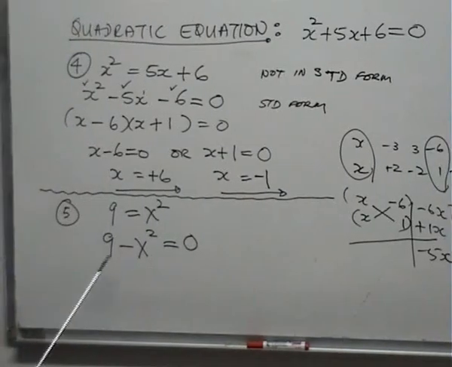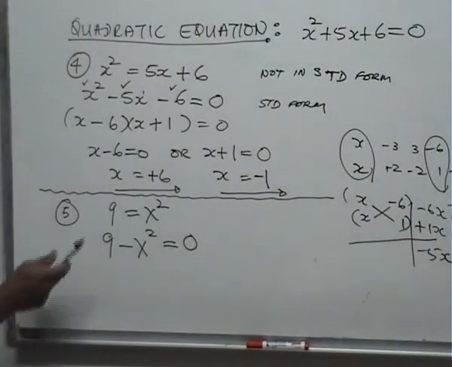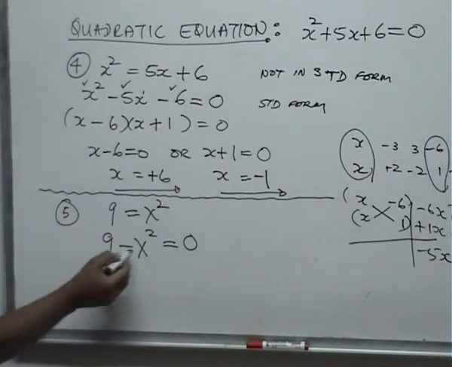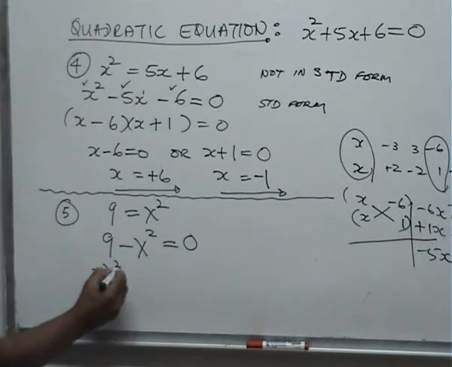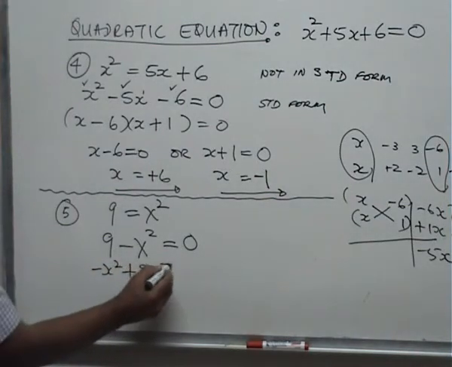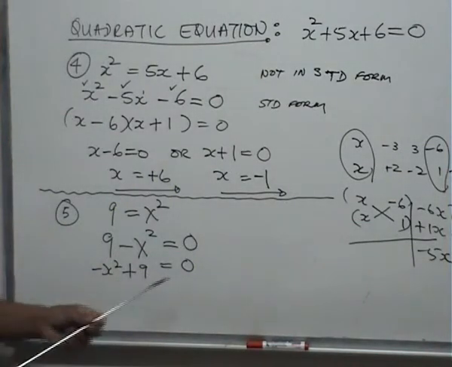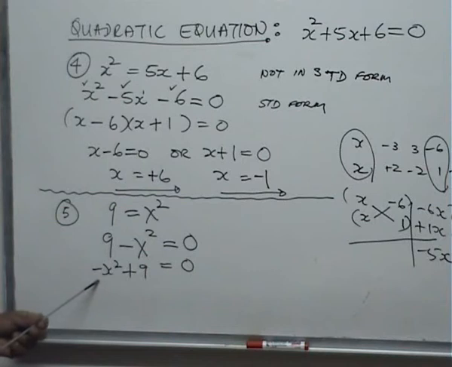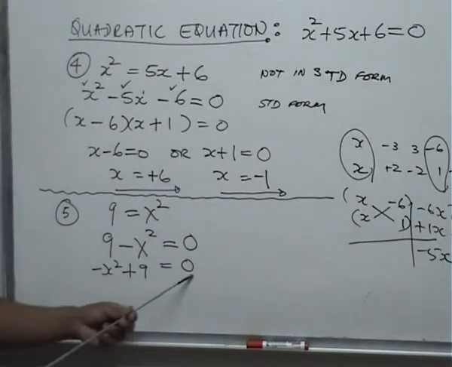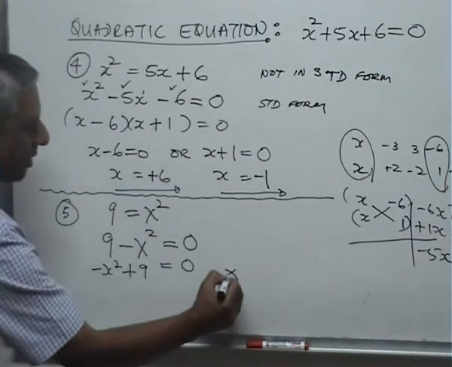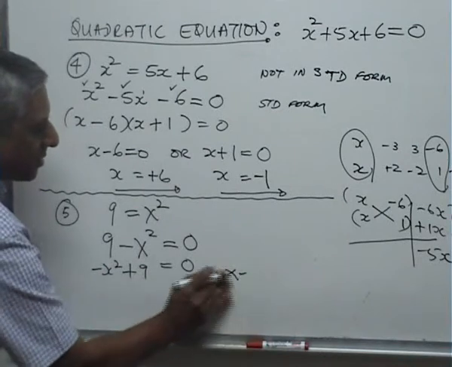Now, if you like, you can reset this. You can actually do it like this, but if you want to reset it, you're going to tell what? Minus x squared plus 9 is equal to 0. And then you'll find it's hard to factorize it like this. So I better multiply by minus 1 right through. So what I'm going to do, I'm going to multiply by minus 1.